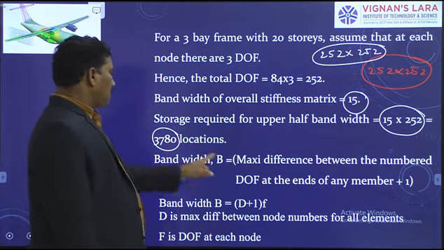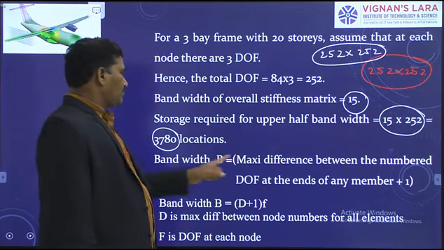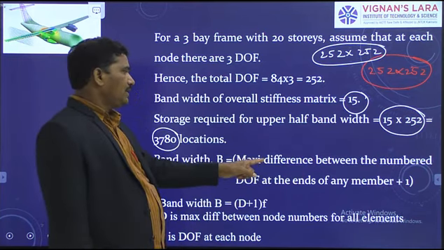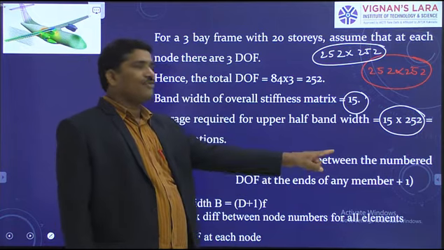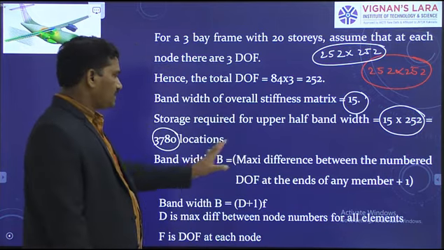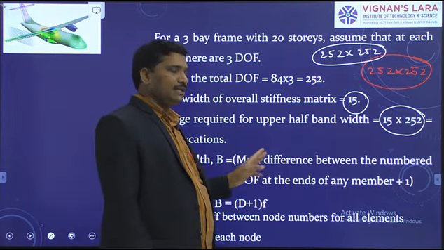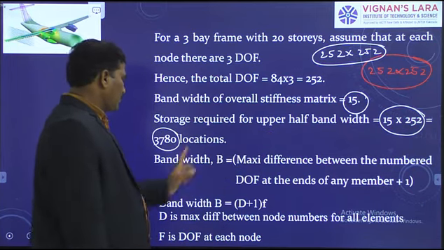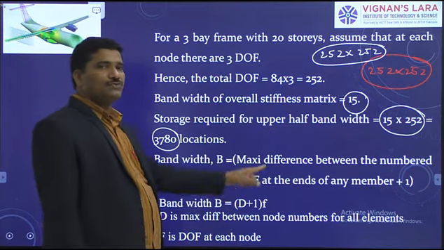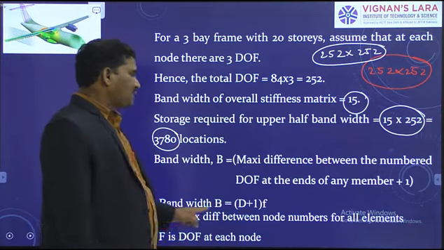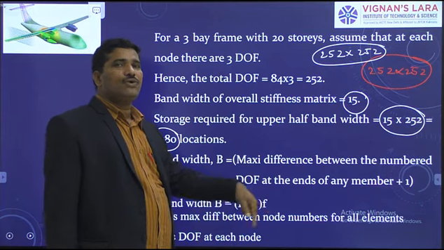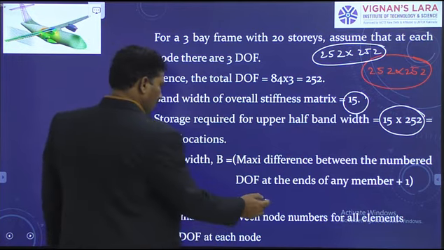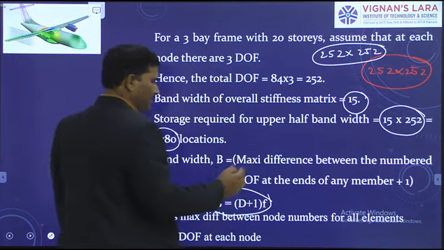Right? Now, how do you determine the bandwidth? The formula for determining the bandwidth is the maximum difference between the number of degrees of freedom at the ends of any member plus 1. How do you write it? Bandwidth B equals D plus 1 into F, where D is the maximum difference between node numbers for all the elements and F is the degrees of freedom at each node. If you remember this formula, you can determine the bandwidth.